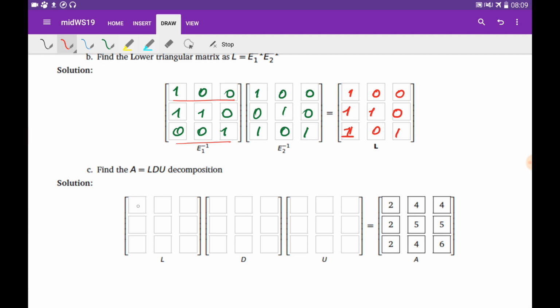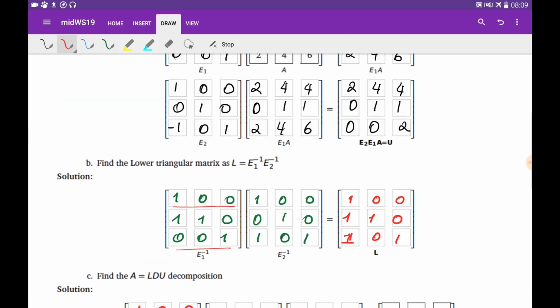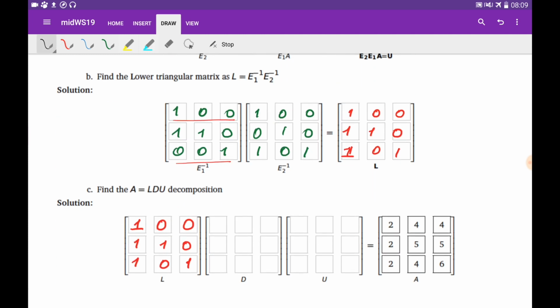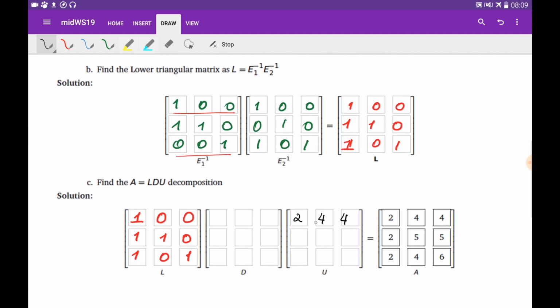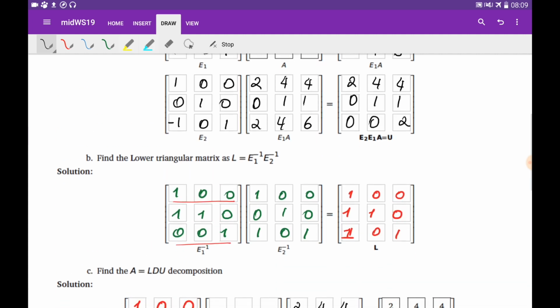So now we need to copy the L matrix. It's going to be 1, 0, 0, 1, 1, 0, 1, 0, 1. And please note that here I need to bring the LDU decomposition, right? Not simply LU decomposition. LDU decomposition means that the diagonals of this matrix U should be 1s. So we can simply copy this first of all. It's going to be 2, 4, 4, 0, 1, 1, 0, 0, 2.